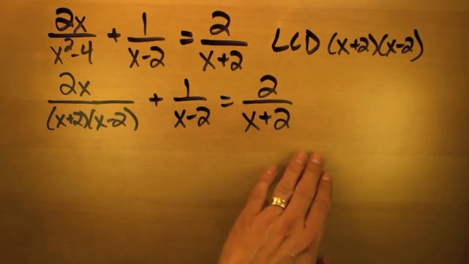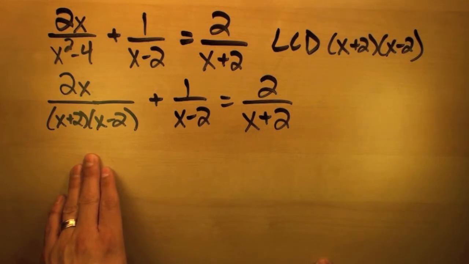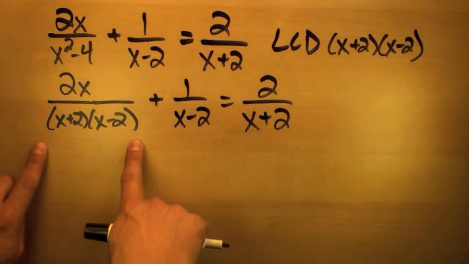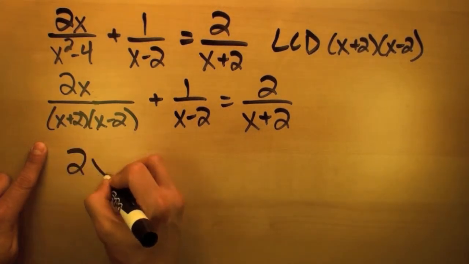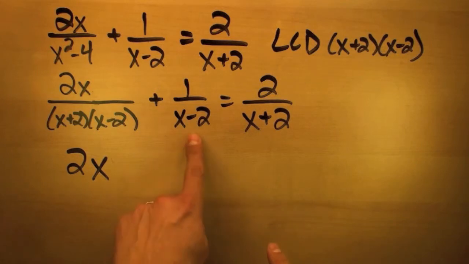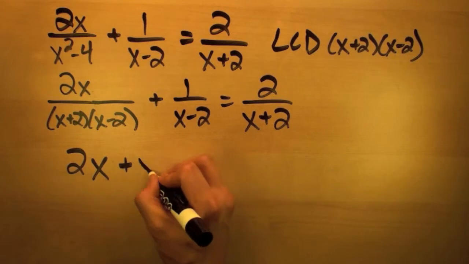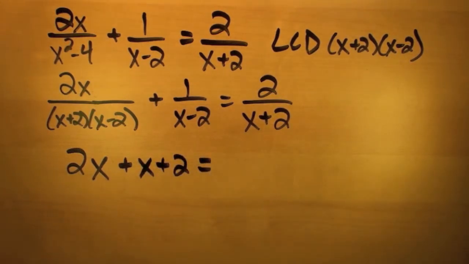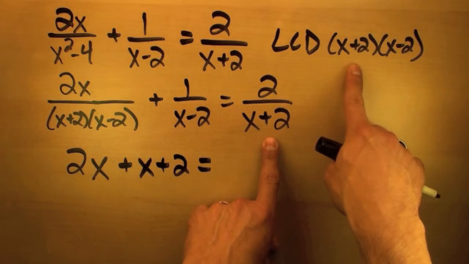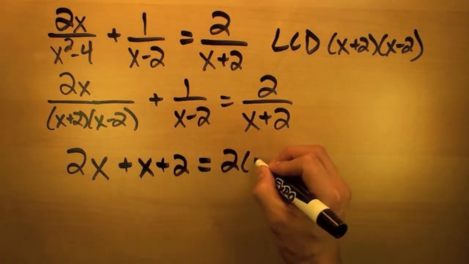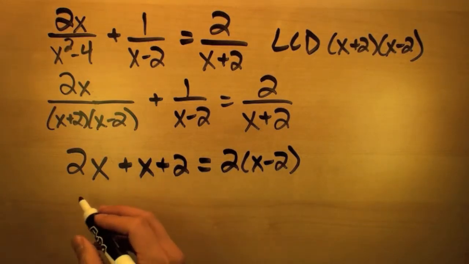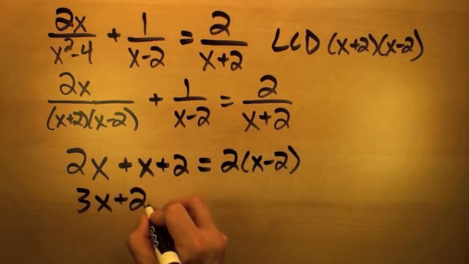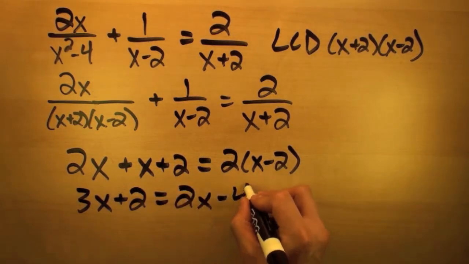So when we multiply all three terms in this equation by (x plus 2)(x minus 2), we can see that in the first term, the (x plus 2)(x minus 2) is going to cancel completely, leaving us with 2x. When we multiply this term by (x plus 2)(x minus 2), the x minus 2's cancel, leaving us with an x plus 2. And here the x plus 2's cancel, leaving us with 2 times (x minus 2). So we have 3x plus 2 equals 2x minus 4.